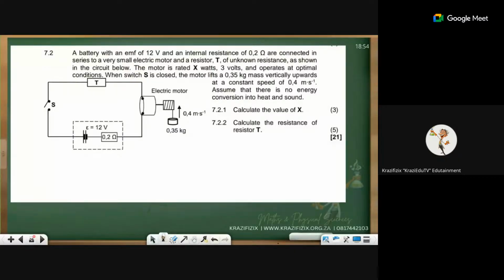There's already somebody confused, but is this not the circuit? Why is there meters per second? You see, it's very, very tricky there. Assume there's no energy conversion into heat and sound. Calculate the value of X. What is X again? Power. Okay, X is the power of the motor.